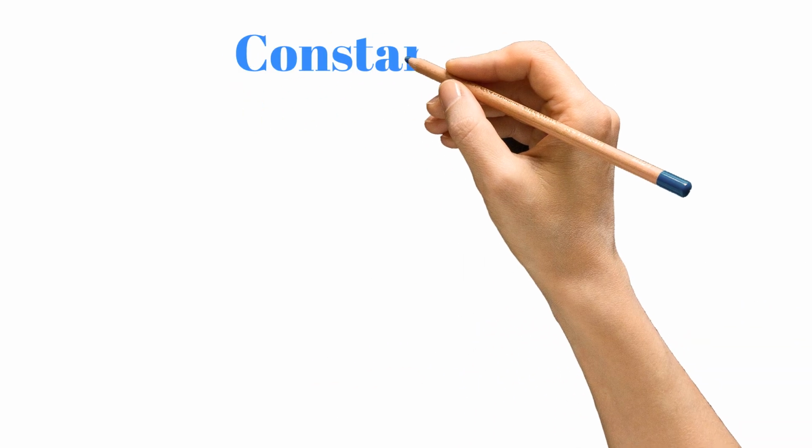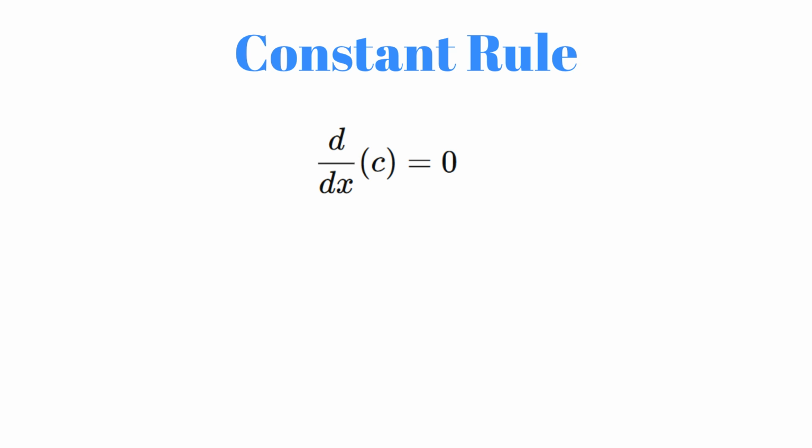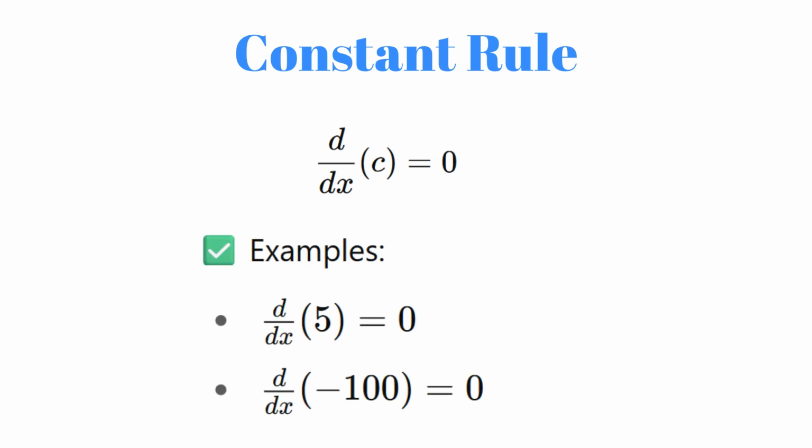Constant rule. The derivative of a constant is always 0. First example, the derivative of 5 with respect to x is 0. Second example, the derivative of negative 100 is also 0.